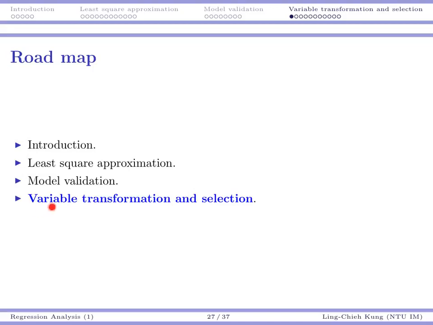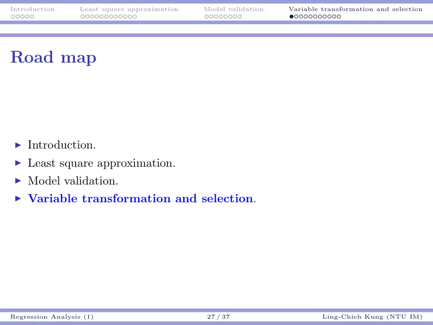It's about variable transformation, which allows you to consider a lot of different kinds of relationships between independent and dependent variables. And given that there are so many possibilities, we need to consider variable selection so that we can decide how to form our regression model.